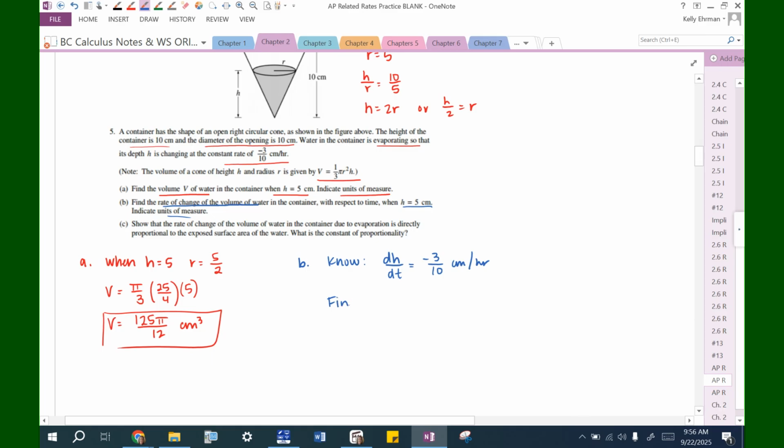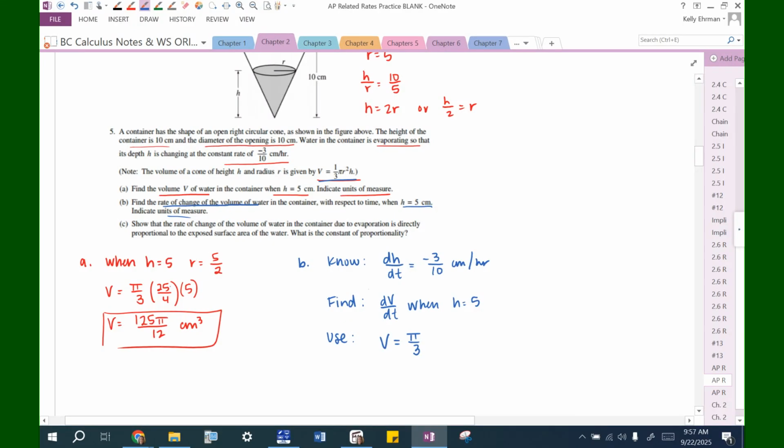They want me to find the rate of change of the volume, dV/dt, when H equals 5. I haven't made this adjustment on the volume equation yet, but I don't know anything about dr/dt, so I don't want to use the original volume equation. I want to change this to V equals pi over 3.